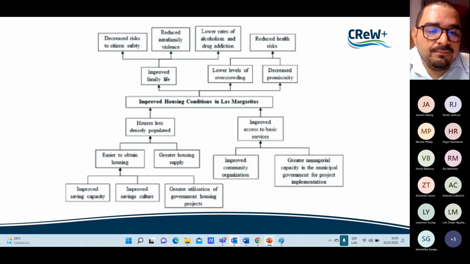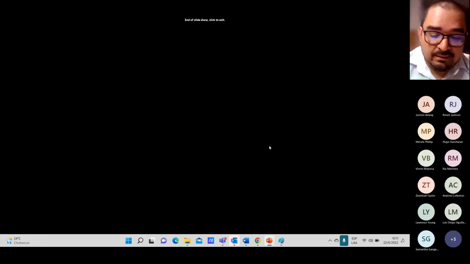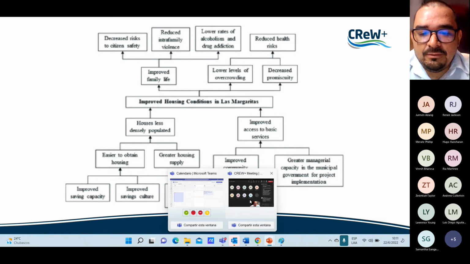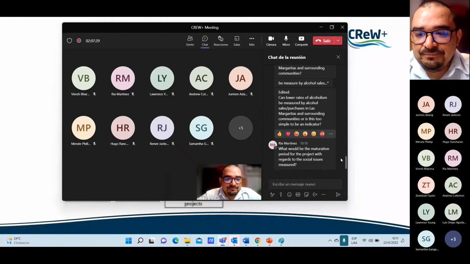Maybe it's the construction of some more houses, for example, or maybe a committee for improving community organization, etc. But at this point, we don't know the project. In the next class, in the logical framework matrix, we are going to see the projects and activities they design, and how they measure these lower rates of alcoholism, drug addiction, etc. Ria, so wait one more day, please, for the response to your question.